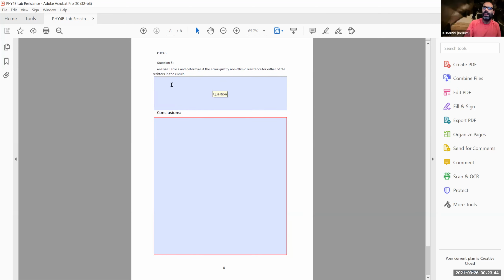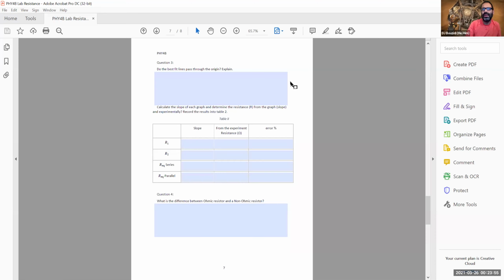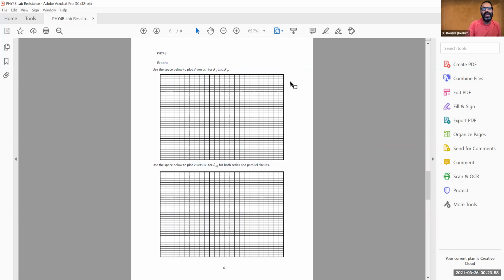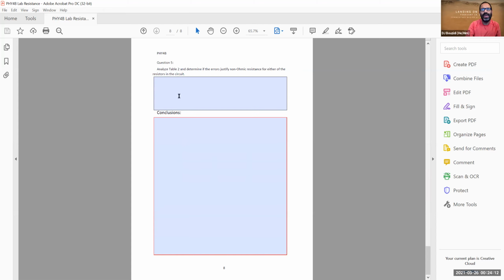And then analyze the data from the table to justify, basically, whether or not they are best fit lines, okay? Usually there is an R squared value for your data if you happen to do Excel. It will tell you how good it is. If it's closer to 99.9%, for example, that is actually a perfect fit. If it's 98%, it's still a very good fit, and so on and so forth. So that is how you can tell whether or not it's good. And then finally, the conclusion. So this is, in a nutshell, the lab instruction.